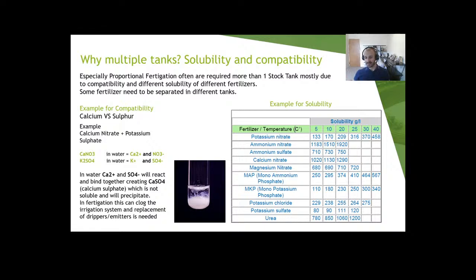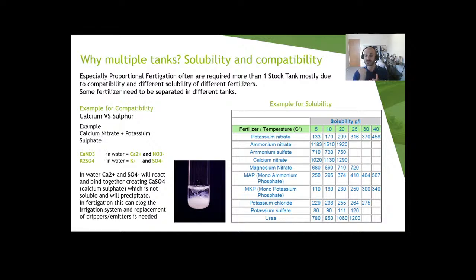Let's see how. I'll bring you an example, because there are some compounds, some fertilizers, that are not really compatible. For example, calcium and sulfur. If you're mixing, for example, calcium nitrate and potassium sulfate in the same tank, calcium nitrate is CaNO3, and in water it creates the ions calcium 2+ and nitrates. The potassium sulfate creates K+ and sulfates. Okay, K+ and SO4, so sulfates, calcium and sulfates actually bind together in the solution again.